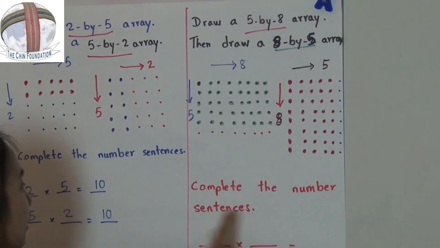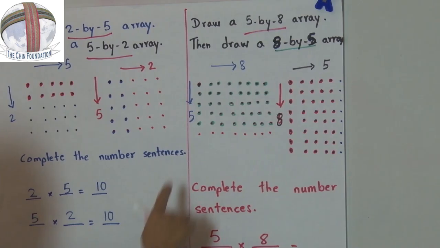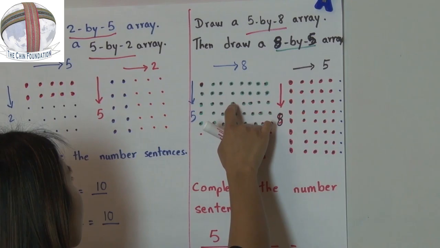Complete the number sentences. So 5 by 8, that means 5 times 8. This is 8 by 5, that means 8 times 5. Okay, let's count. 1, 2, 3, 4, 5, 6, 7, 8, 9, 10, and so on up to 26.